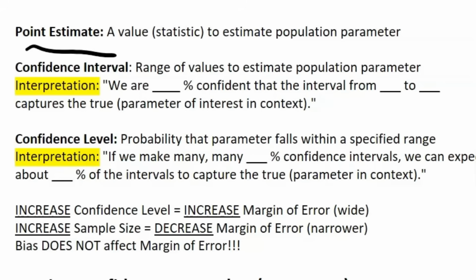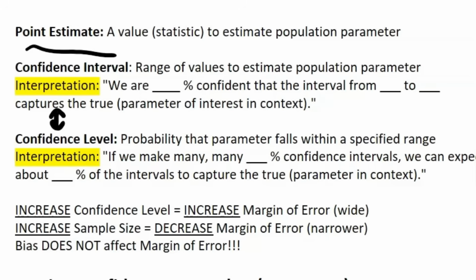So let's say I have a confidence interval of 3 to 5, then your point estimate would be right in between that, 4. So it's just a number that estimates it, because you're not going to be exact, but we're going to be using a confidence interval to find the actual population parameter.